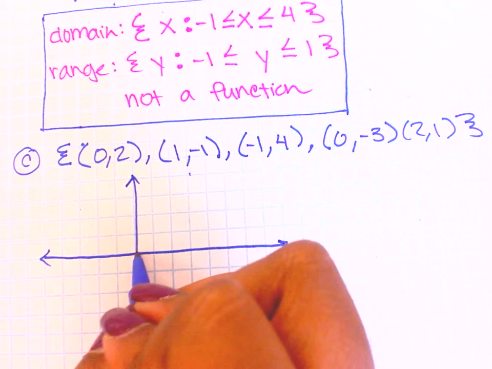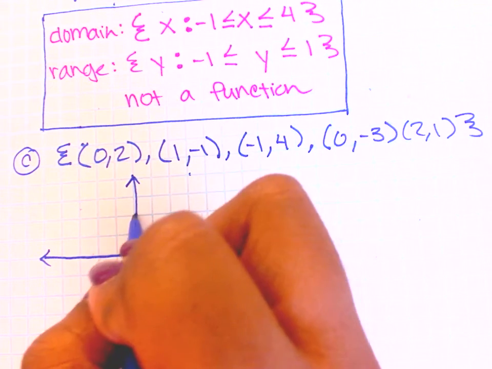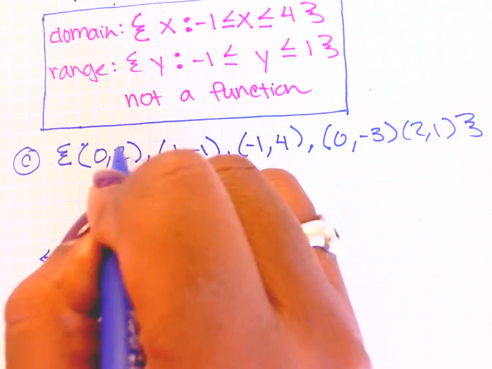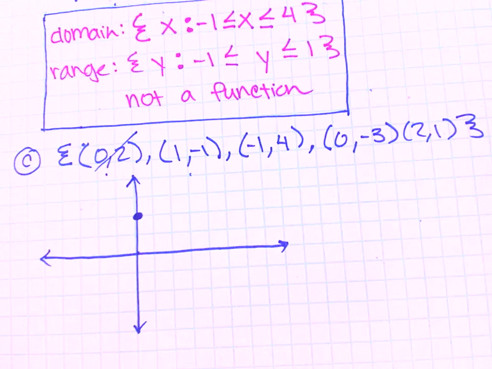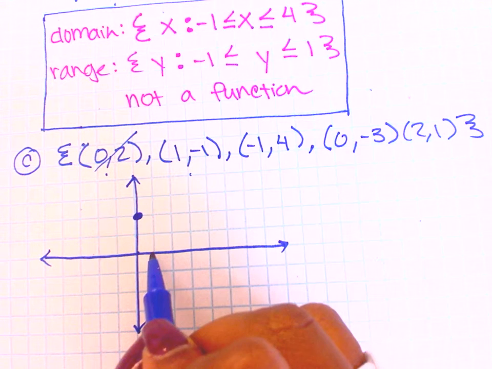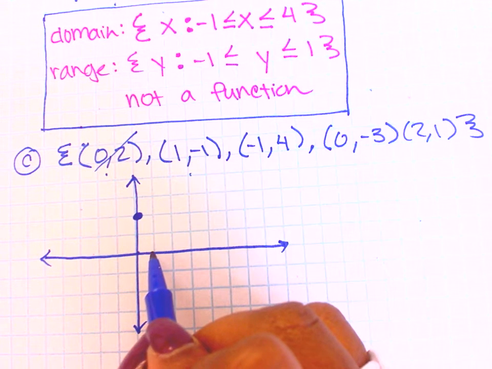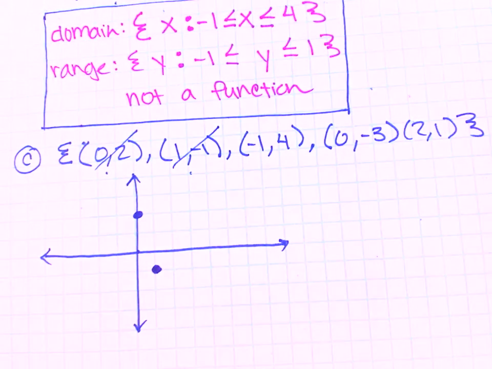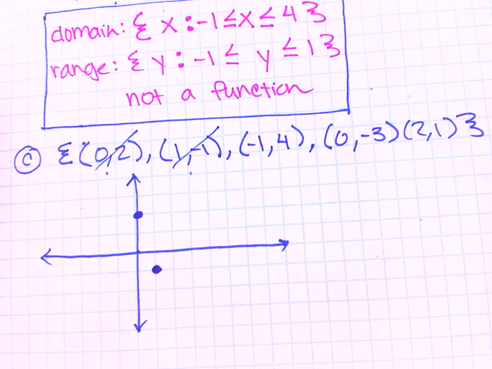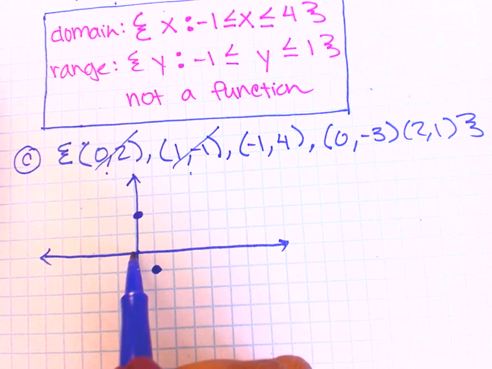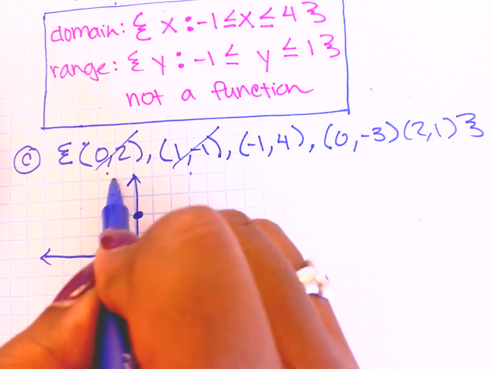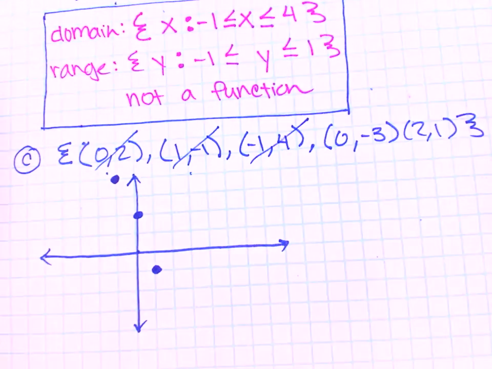So on the x-axis, I go 0. On the y, I go up 2. I'm going to check that one off. Then I have 1, negative 1, which means on the x-axis, I go over 1. On the y, I go down 1. That's negative 1. So then I put it there. Graph that point. Then I have on the x-axis negative 1, so I go left 1. Positive 4. 1, 2, 3, 4. Cross that out.